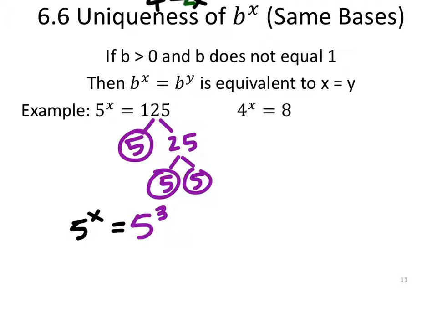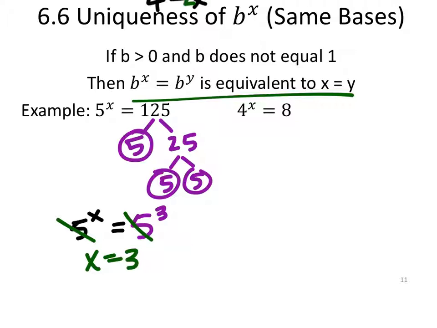The nice thing about the same bases, and that's what this property is telling us, is I can ignore the bases and focus on the exponents. So in this case, x is 3. And you could check. 5 to the power of 3 is 125.